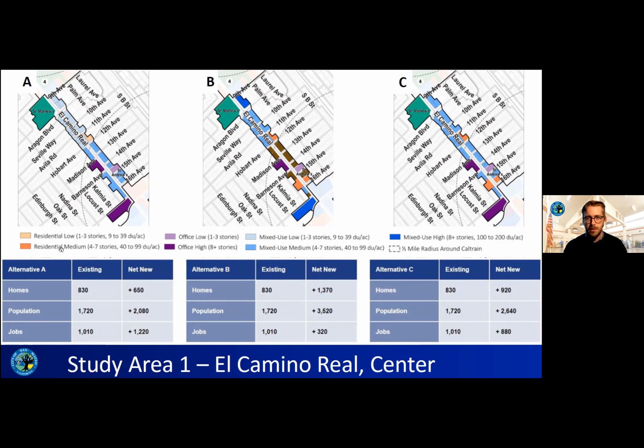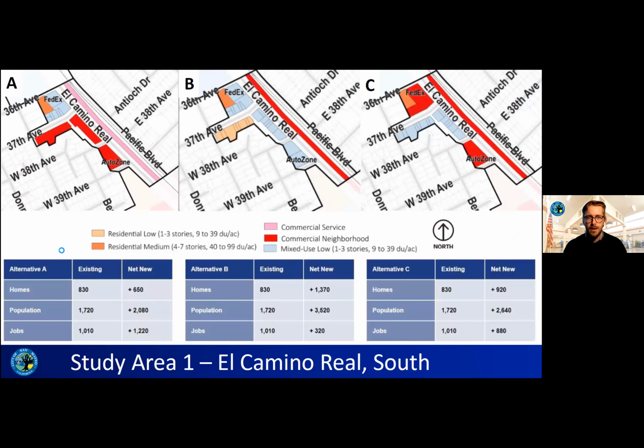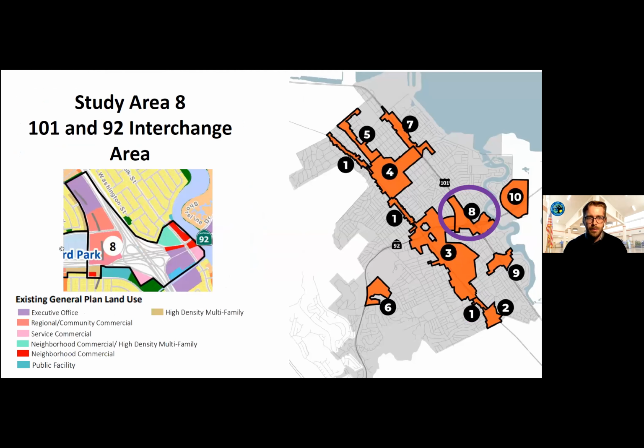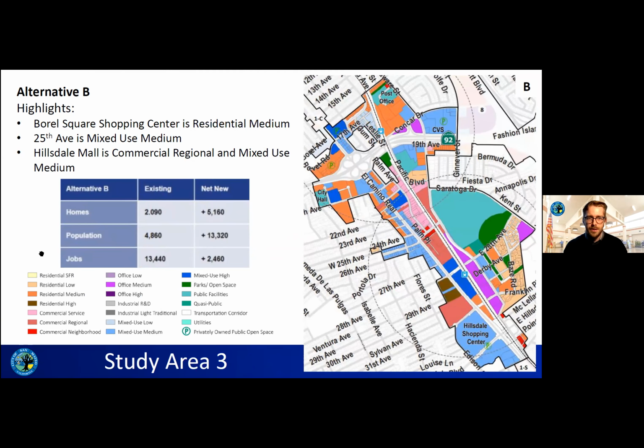And as we go through, Summer, if you want to go to alternative B for study area 3, this will show just this study area. Based on this alternative, assuming all these land uses, the net new homes is going to be that 5,160 figure, the 13,300 in population, and then roughly 2,500 in jobs. So study area 1 is sort of a special exception just because it's in pieces and it's not one continuous study area.